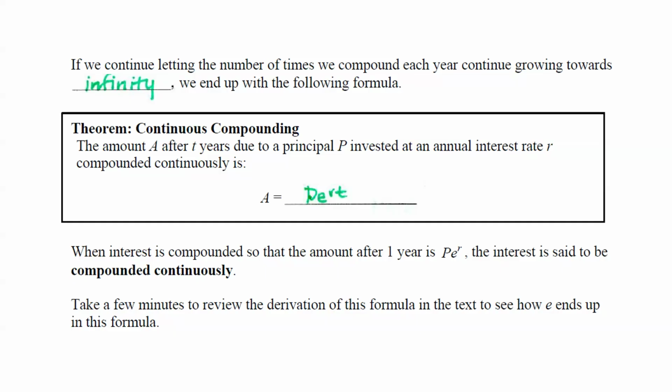Okay. So when interest is compounded so that the amount after 1 year is PE to the R, the interest is said to be compounded continuously. So we're going to take a few minutes to review the derivation of this formula in the text to see how E ends up in this formula.